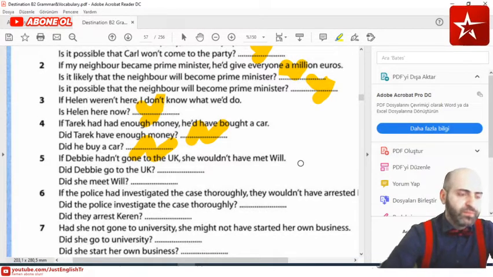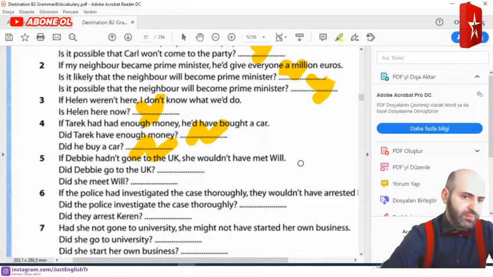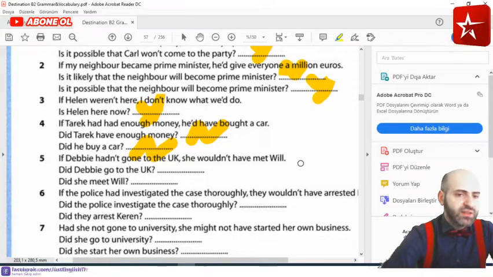Number 5. If Debbie had not gone to the UK, she would not have met Will. Did Debbie go to the UK and did she meet Will? I'm waiting for your answers for number 5. Did Debbie go to the UK and did she meet Will?